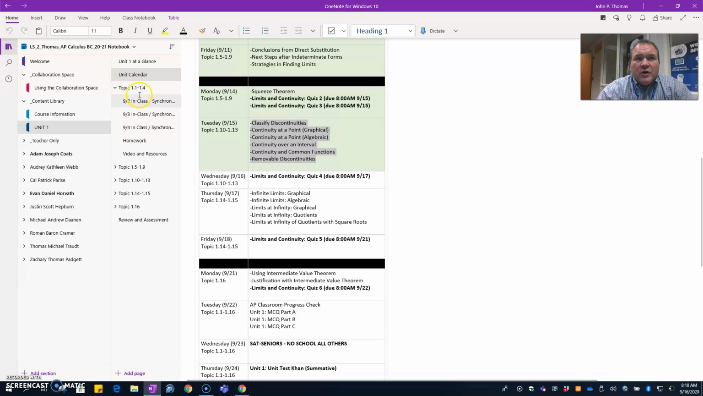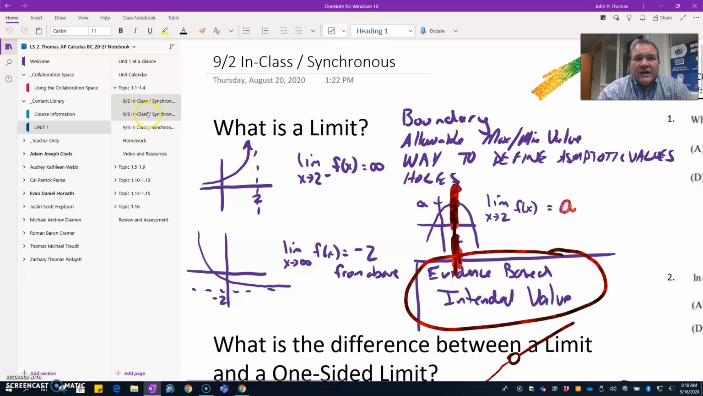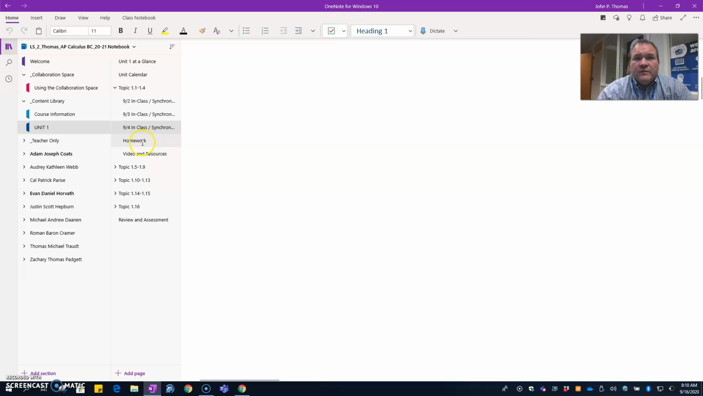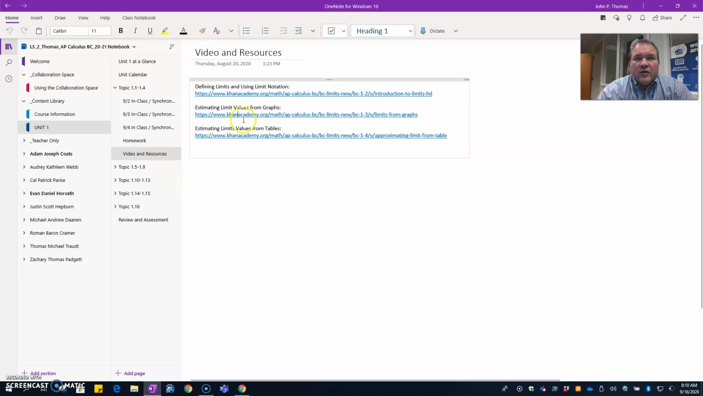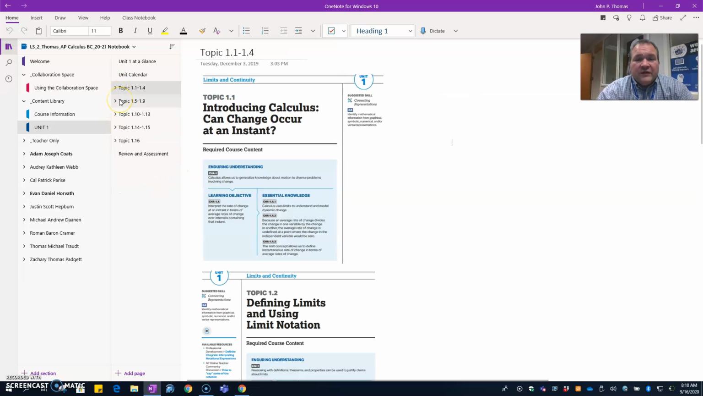In the OneNote notebook, the kids have access to any of the in-class notes that we've done. They're also going to have a list of the Khan homeworks required and suggested, and also video resources. Some of those will be from Khan, some will be from the College Board, and some will be from me. The goal of this year is to make this unusual, strange year as manageable as possible for the students and help them get to a 5 on the AP exam.